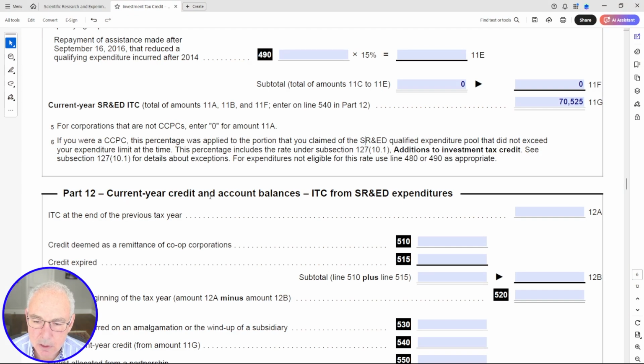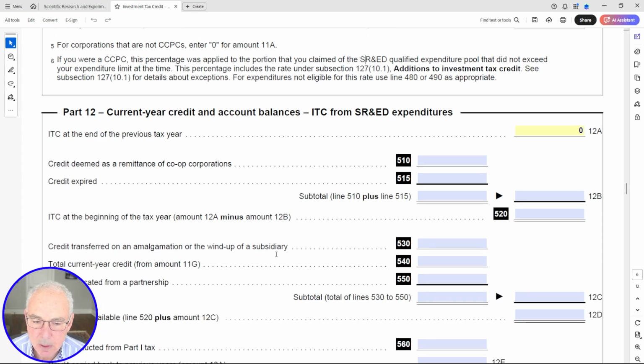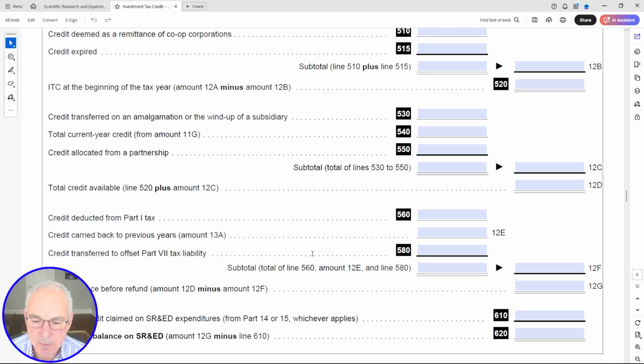Part 12 is the current year credit account balance, ITCs from SRED expenditure. So ITC at the end of the previous year, we received a refund, so that would be 0. And we're going to go through all of this, but chances are you're going to have zeros for this entire form, and therefore you don't have to concern yourself with Part 12. Now we finish with Schedule 31, and we have our completed Schedule 31 and T661. You can now put these in with your corporate tax returns and file them with the CRA to get your SRED credit refunded.